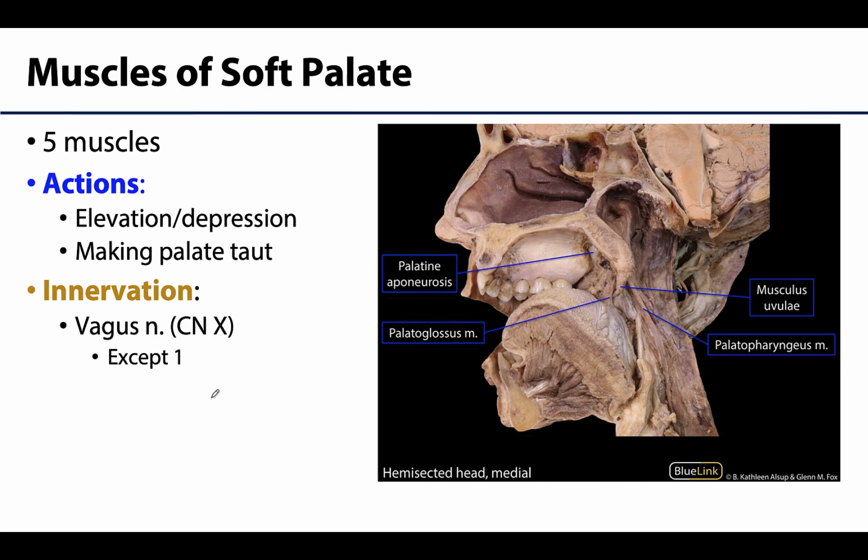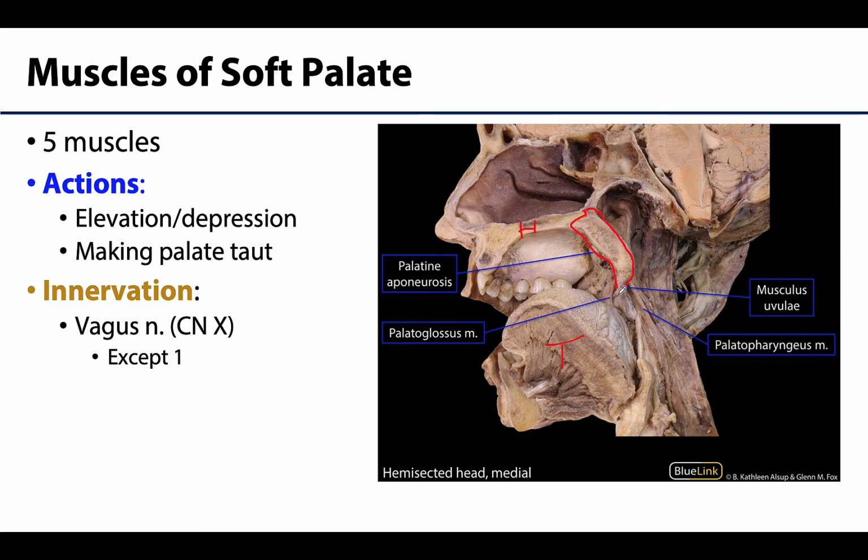Moving to the soft palate, I want us to get our bearings here. We're looking at a hemisected or sagittally sectioned head. So we're looking at the medial portion of this. You can see the tongue is here. You see teeth here. This is the hard palate. So that's that bony palate. And then from here, you have the soft palate.